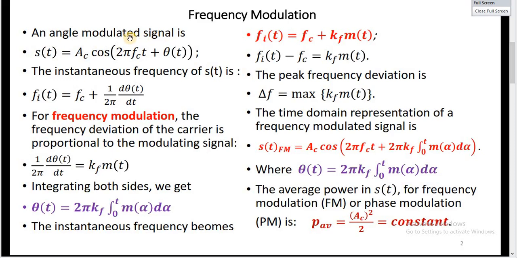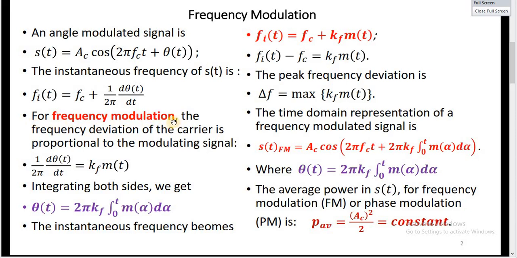Again, this equation, the angle modulated signal is s of t equal Ac cosine 2 pi fc t plus theta of t. And the instantaneous frequency is fc plus 1 over 2 pi d theta by dt. Now we talk about the second type of angle modulation, which is frequency modulation.